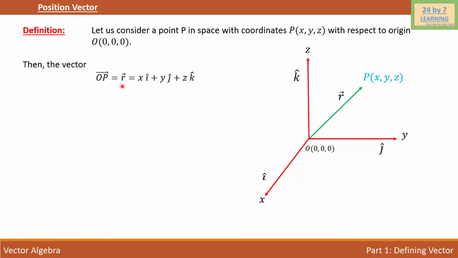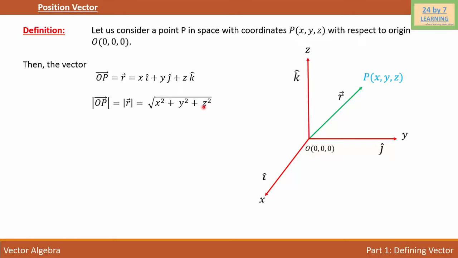Now, as you can see, I have vector R equal to xi plus yj plus zk. Now I need to find the magnitude of the vector. So how do I find the magnitude? The magnitude of the vector is the absolute value of OP, which is over here, equal to the absolute value of R, which is over here, equal to the square root of x squared plus y squared plus z squared.